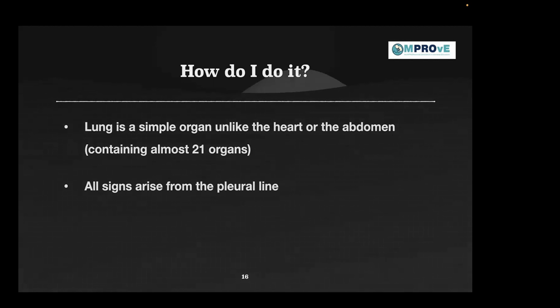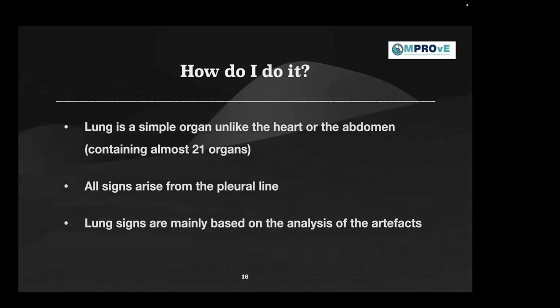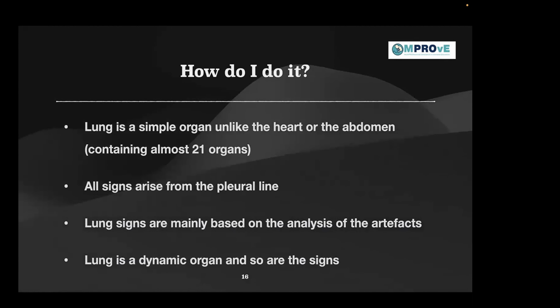Whatever science we're going to talk about all arises from the pleural line. Again, beyond the pleural line, there is air, which ultrasound waves hit and it generates artifacts. So whatever you're going to see in the lung ultrasound is arising from the pleural line. Lung signs are mainly based on the analysis of the artifacts, as I've already said. And lung is a dynamic organ, and so are the signs.